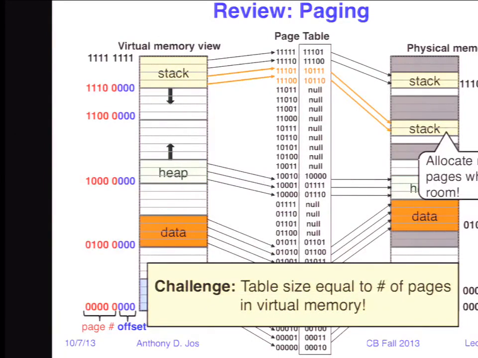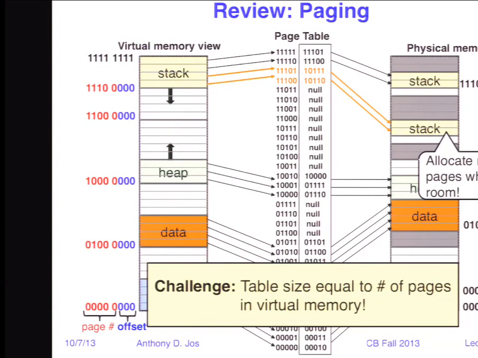So the question is, what do we do when we have 64-bit address spaces? We use multi-level translation. That's the solution. So we're only going to store entries for those pages that are in use. We can't do that with this approach, right? This approach, we need a full contiguous table. That table has to be actually stored in contiguous memory. Any other questions?